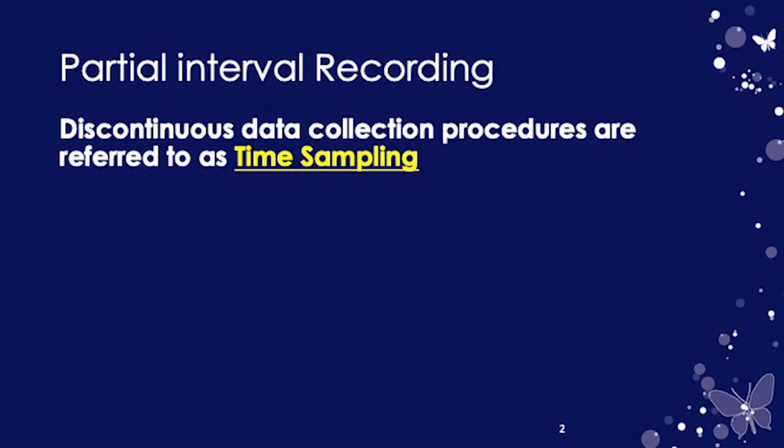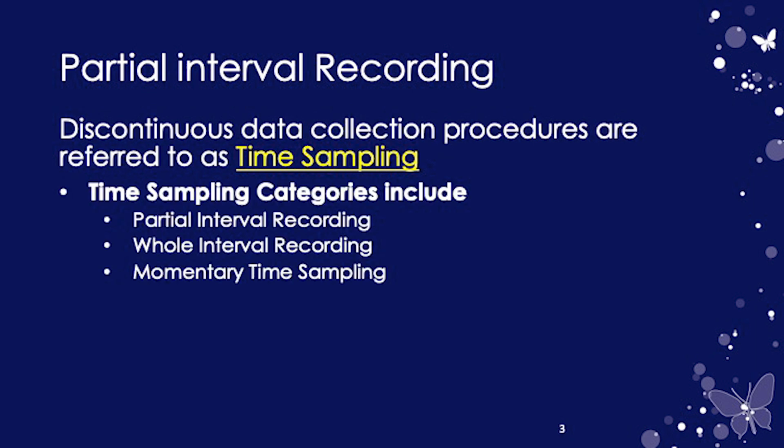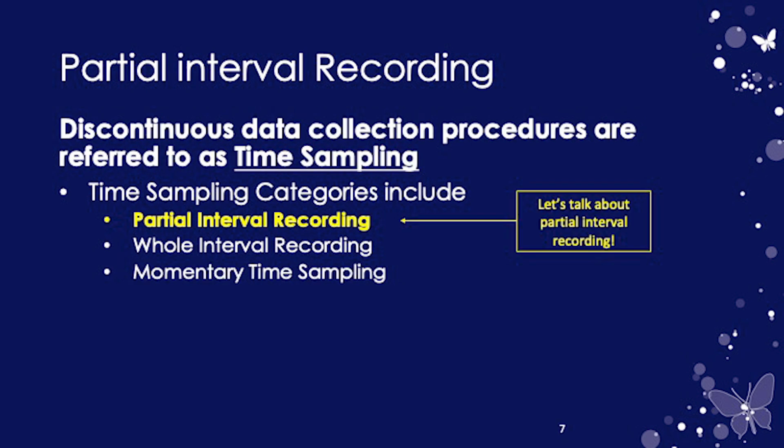As you may remember from the measurable dimensions of behavior section, discontinuous data collection procedures are referred to as time sampling. There are 3 time sampling categories, which include partial interval recording, whole interval recording, and momentary time sampling. We will be discussing partial interval recording in this module.